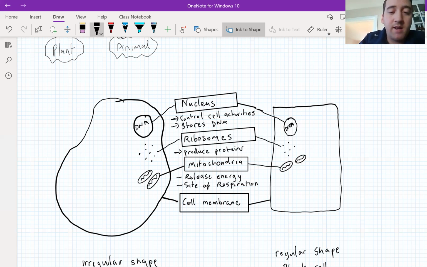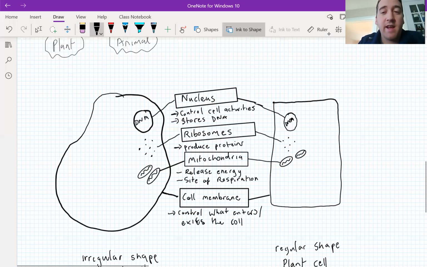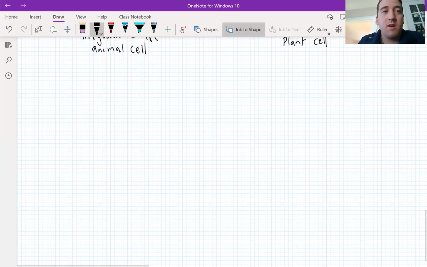It's got gaps in it that let materials pass through. Some materials can go in, some materials cannot go in. So the cell membrane, its job is to control what enters and exits the cell. That's the job of the cell membrane. So the cell membrane is the outside line of what we've drawn so far, and it controls what enters and exits the cell. So what I want you to do is add that to your diagram, please.